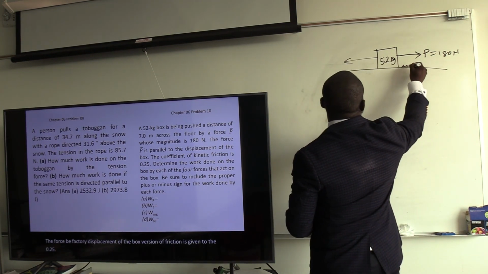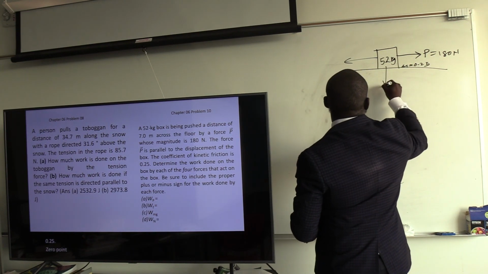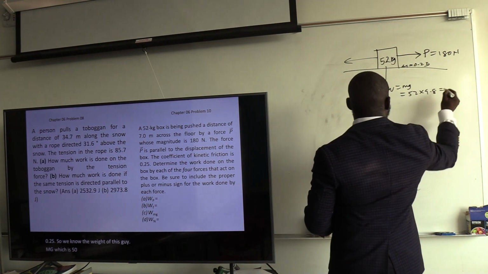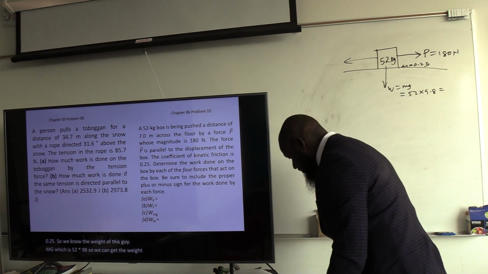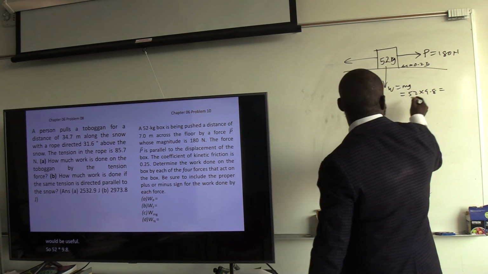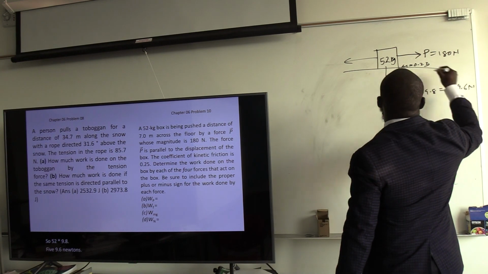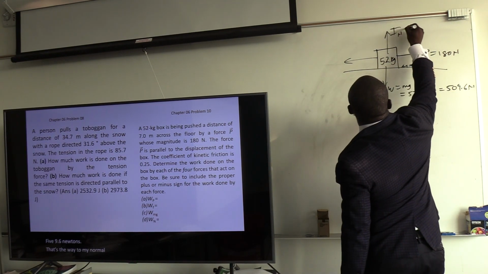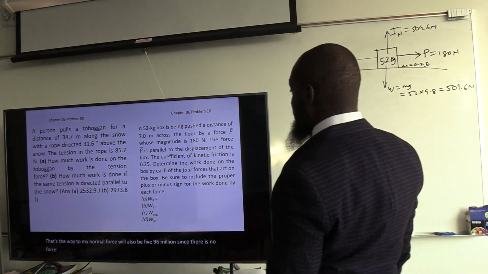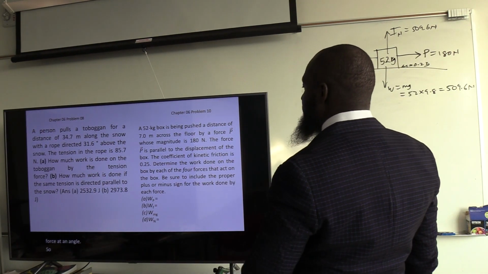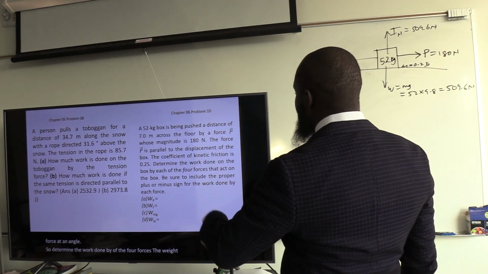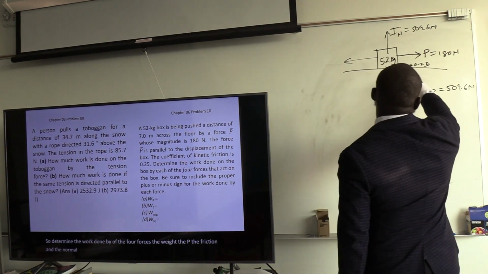So mu is 0.25. So we know the weight of this box, mg, which is 52 times 9.8, so we can get the weight already. So let me get that because it's going to be useful. So 52 times 9.8, 509.6 newtons. That's the weight. So my normal force will also be 509.6 newtons, since there is no force at an angle. So determine the work done by each of the four forces: the weight, the P, the friction, and the normal force. Okay.